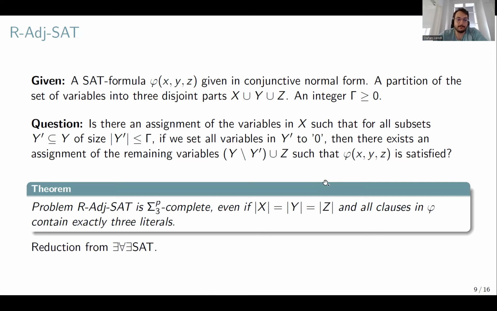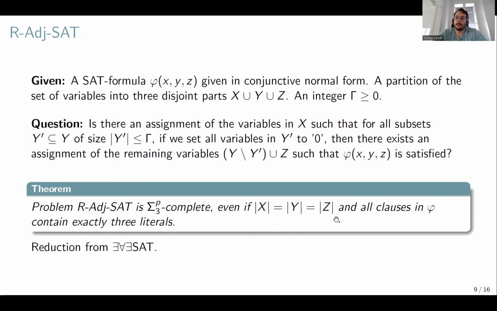And what we were able to show is that this variant of satisfiability is complete for the 3rd level of the polynomial hierarchy. So it's sigma 3 p complete. And even in the case when all the variable sets have the same size and all clauses in phi contain exactly 3 literals, so also the 3-SAT variant is complete.